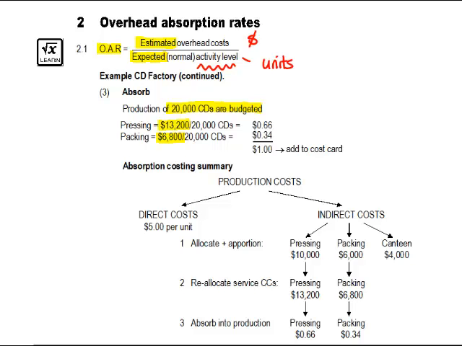Now that means that we can calculate overhead absorption rates for each of these different departments in the factory that the CDs pass through. So all we need to do is take our estimated overhead cost and divide it by the normal or expected level of activity. And you can see that we've done this for pressing, and we've got 66 cents, and we've done it for packing, and we've got 34 cents. Now, added together, that comes to $1. And that's how much we're going to add to that cost card.